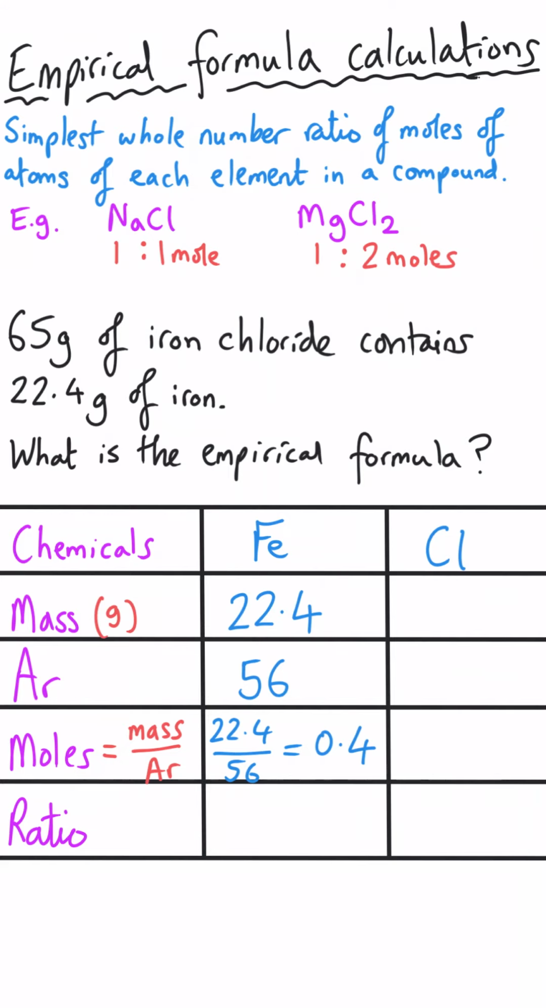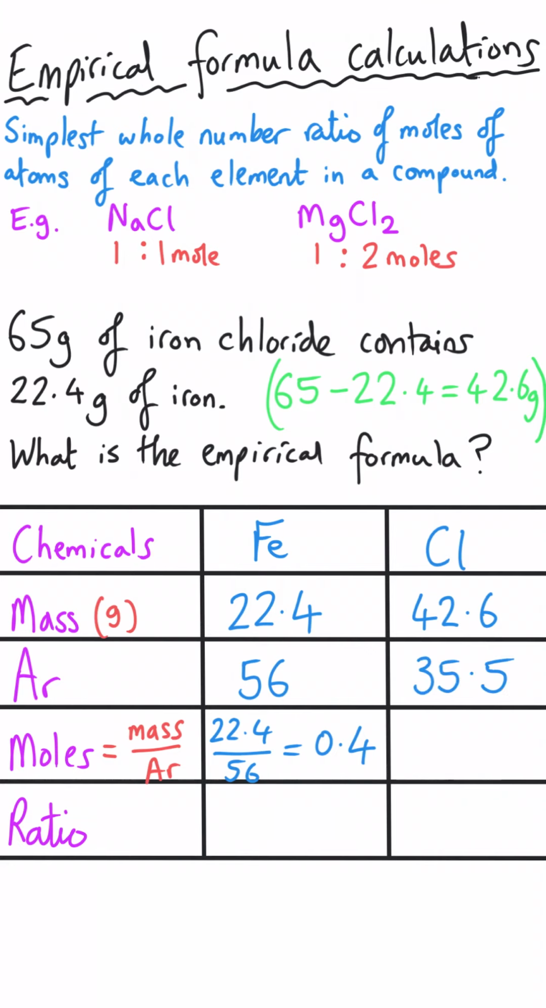And then when we do the same thing for the chlorine, we've got 42.6 grams of chlorine. We know that because the total was 65 and we had 22.4 grams of iron. So we look at the difference between the two there to get 42.6. We then divide it by the relative atomic mass of chlorine, which is 35.5, which gives us 1.2 moles of chlorine. And so now our final row is for the ratio of iron moles to chlorine moles or chloride moles.